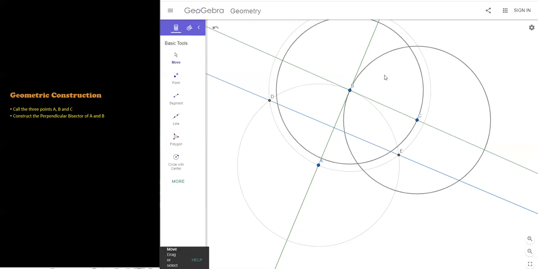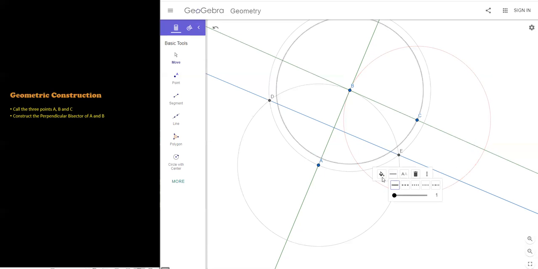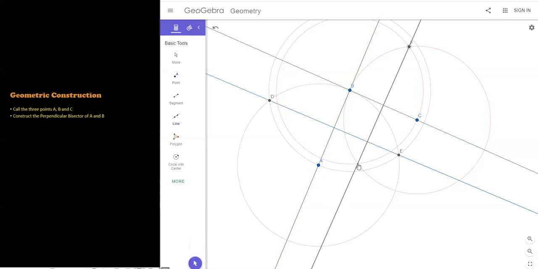And I'll make these circles thin and a different color, sort of red. And so now our perpendicular bisector for B and C will be another blue line through the intersection of these two red circles. So boom. All right, that's close enough. And then again, I'll make this line blue and a little thinner.